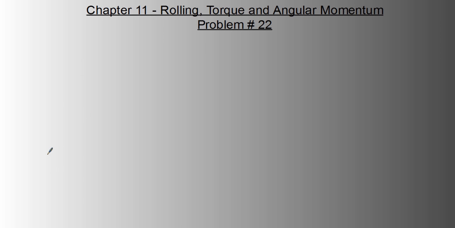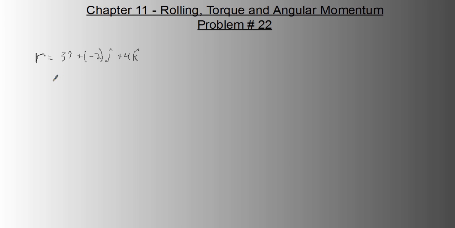Alright, so 22 basically gives us a position vector r equals 3i plus negative 2j. Actually, I'm going to write that more correctly. Negative 2j plus 4k, and gives us a force vector F1. By the way, I'm just going to do part A.